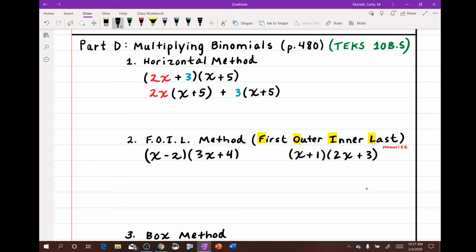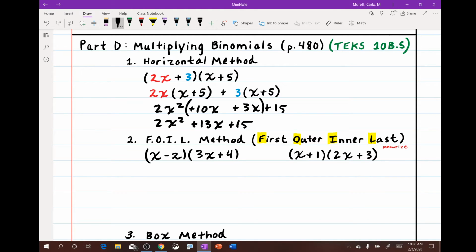So we just distribute 2x times x, that's 2x squared. 2x times 5 is 10x. Plus 3x plus 15. Okay? Combine like terms. Here's two like terms here. So I got 2x squared plus 13x plus 15. I find it unintuitive. Okay? I find the next two methods more intuitive. So this is increasing order of intuitiveness.